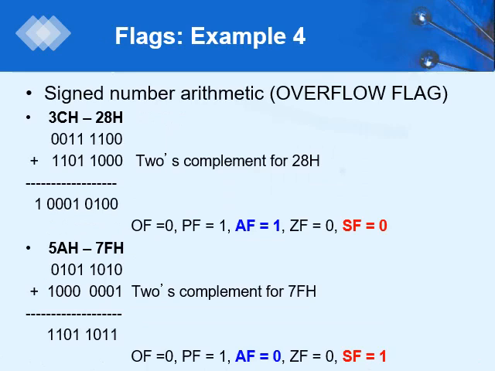One last example, but here we have a negative number, so please change it to 2's complement first and then do addition, and based on the result you can set the condition codes in the flag registers.